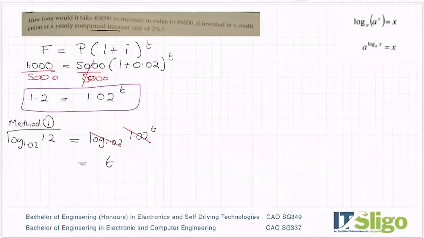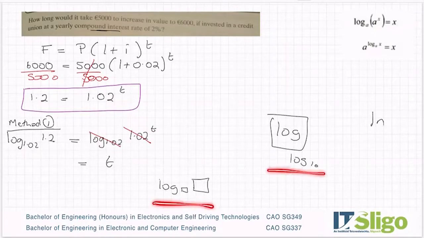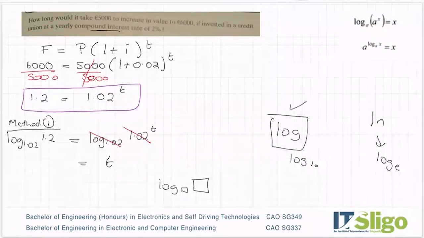And then I need my calculator, and I need this button here, because it's this button here that allows me to put in any base number, and I need to put in 1.02. Okay, this button here on your calculator is actually log to the base 10. So there's 3 log buttons on your calculator. This button here, ln, is actually log to the base e. These two are the most common logs used, and that's why they have their own buttons.